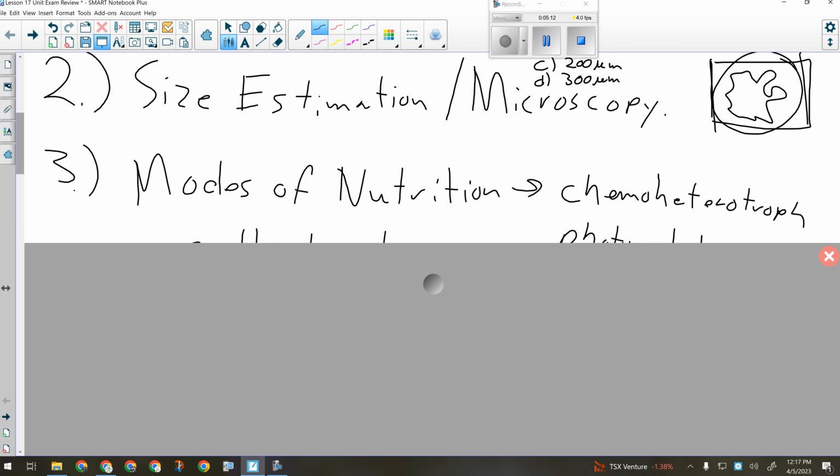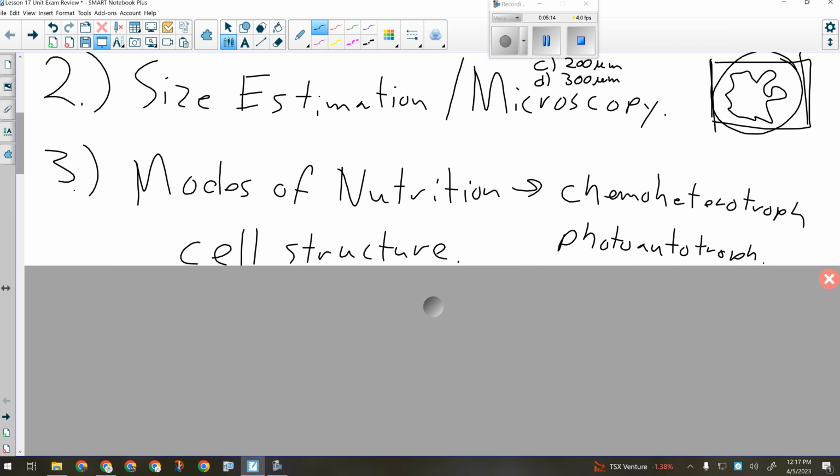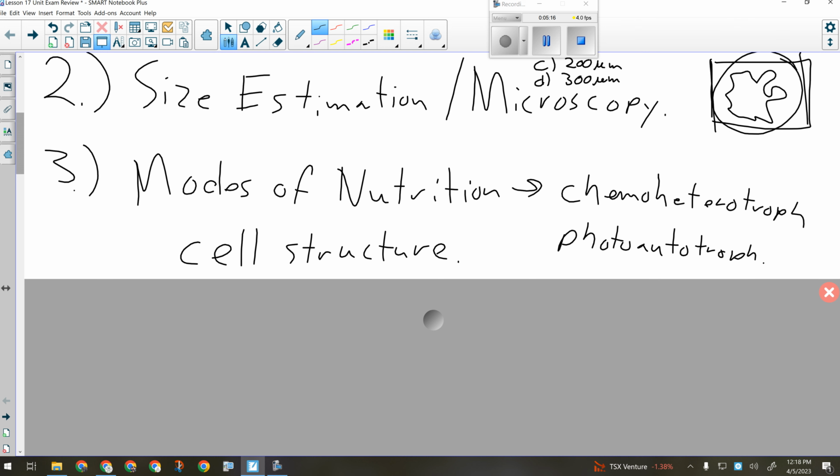Then we talked about the modes of nutrition, and the two modes of nutrition, chemoheterotrophs and photoautotrophs. Should you know those two words? Definitely. Not only will they be in the multiple choice, but I would say there's a good chance that you could find a way to work those words into a written response answer as well.